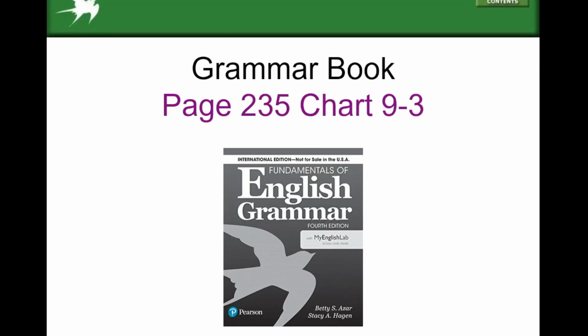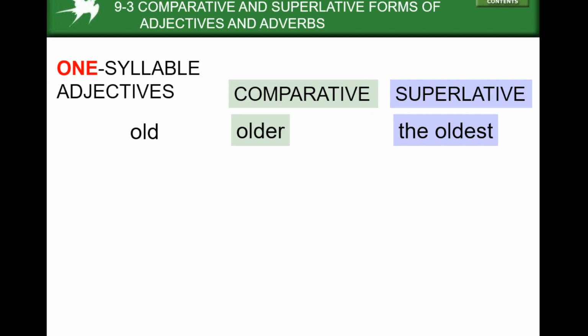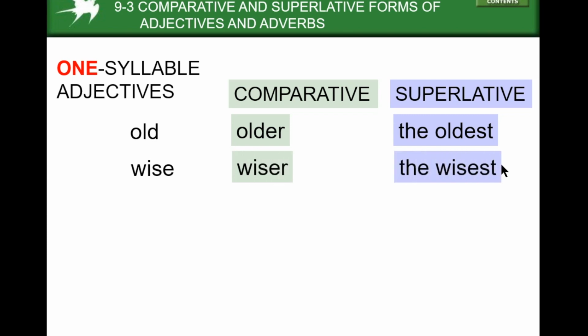Page 235. So we have some rules when it comes to the forms of adjectives. When an adjective is one syllable, we add er and est to adjectives. For example, old, older, the oldest. Wise, wiser, the wisest.